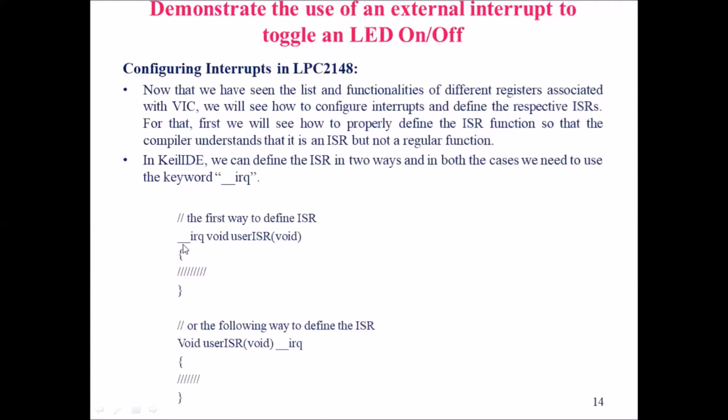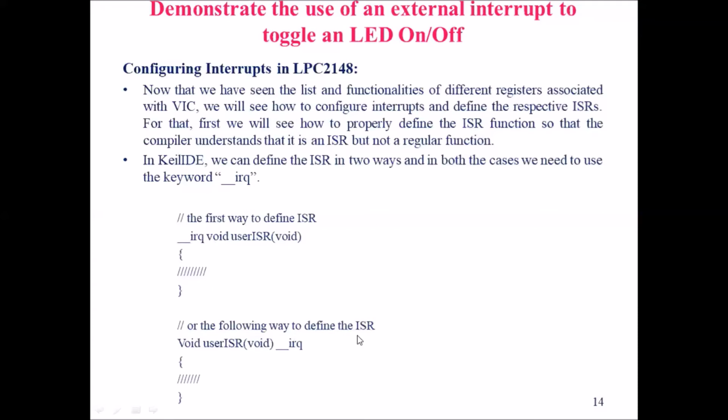Here you can see double underscore IRQ. This keyword is used for the function user ISR, which is a user defined function, and the return type is void, and the parameter is also void. This is a user defined function with double underscore IRQ, which means that it is nothing but the interrupt service routine function. The compiler will treat this as an ISR function and not a regular user defined function. So for that we are writing the keyword double underscore IRQ.